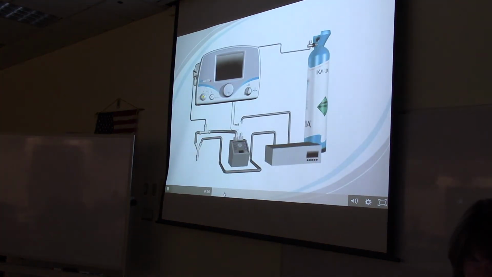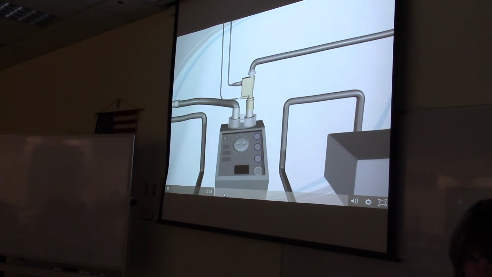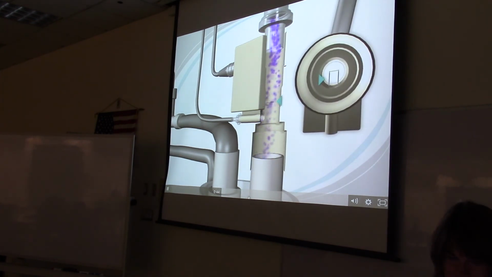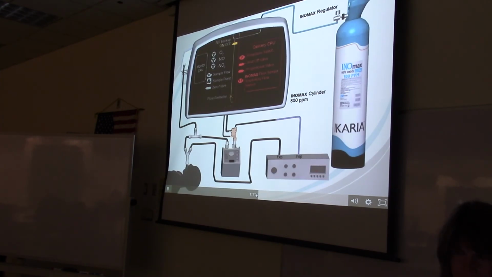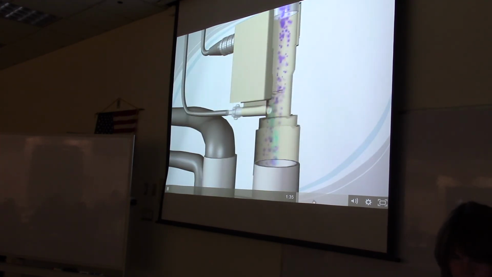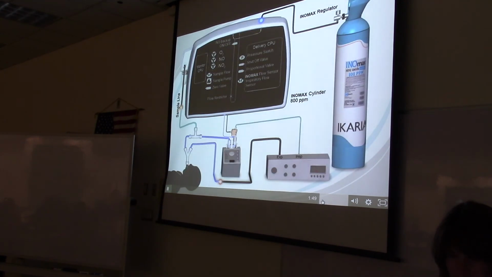Let's see what else. This one's it. All right, it's still saying the same thing. The gas is coming from the cylinder going into the injector module. I think that's good, right?